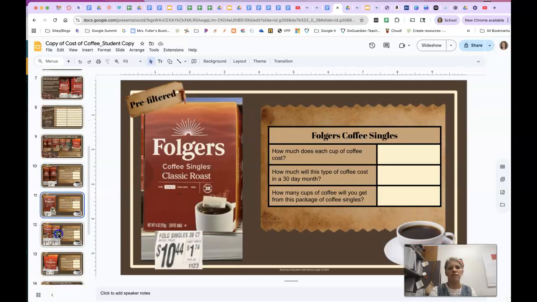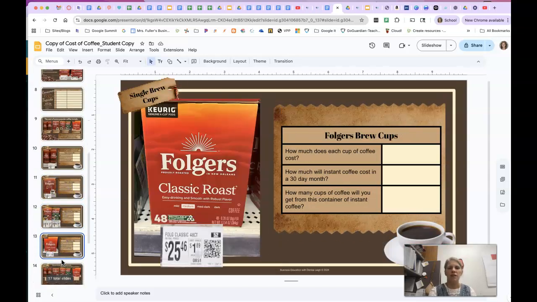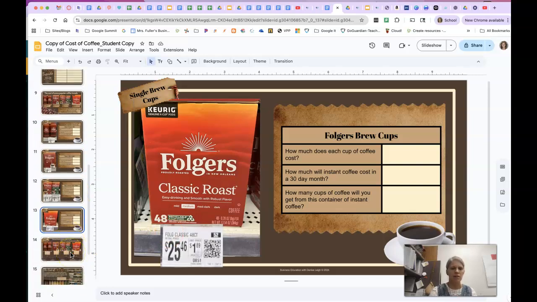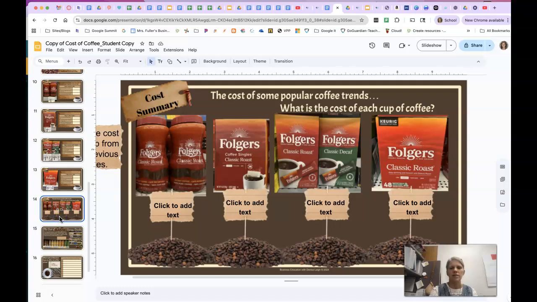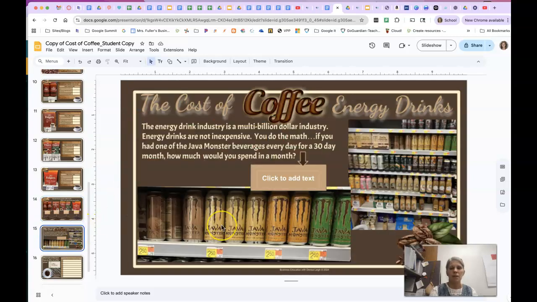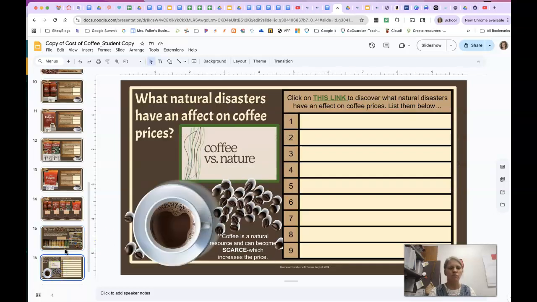So 10, 11, 12, and 13. Same thing, looking at finding the costs based on those questions. Slide 14 is calculating the cost of each cup. And then here we're looking at coffee energy drinks. So same type of thing, reading the questions. Here's what we got, prices, all of that.